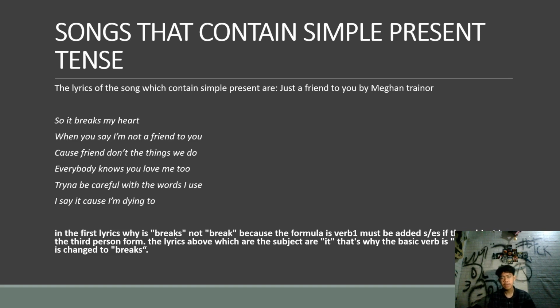Songs that contain simple present tense. The lyrics of the song which contain simple present are Just a Friend to You by Meghan Trainor.